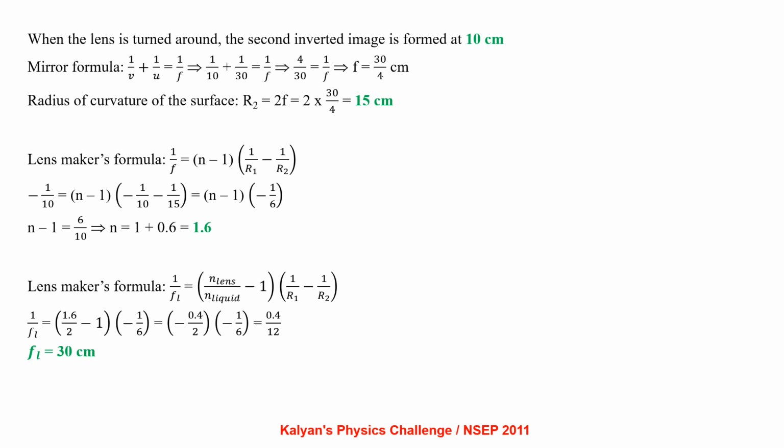Now for the refractive index, applying the lens maker's formula, 1/f = (n − 1)(1/R1 − 1/R2). By substituting the values with the proper sign convention, we get n = 1.6. Applying the lens maker's formula when the lens is placed in a liquid, 1/f_liquid = (n_lens/n_liquid − 1)(1/R1 − 1/R2), which gives us f_liquid = 30 cm.